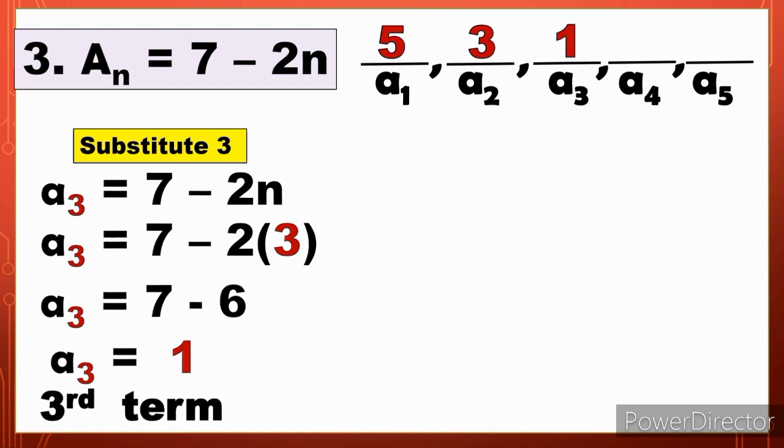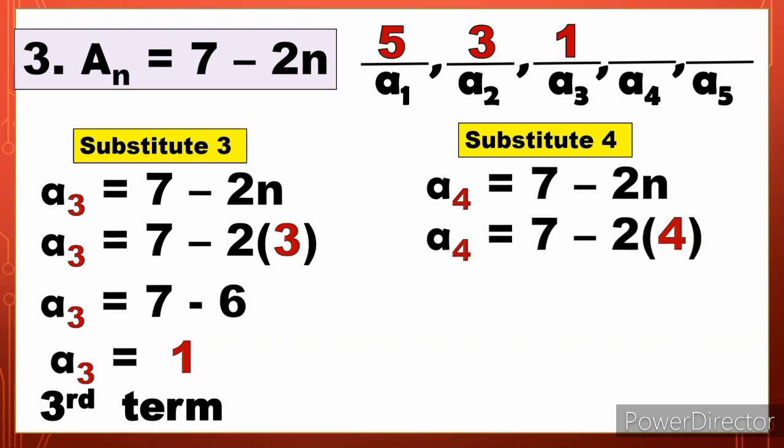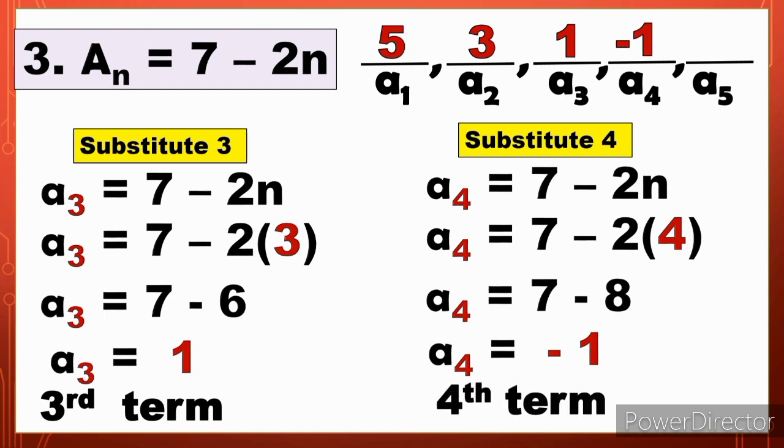And to find the fourth term or a sub 4, we substitute 4. So now we have a sub 4 equals 7 minus 2n. So change n. We have now a sub 4 equals 7 minus 2 times 4. Then negative 2 times 4 is negative 8. Therefore, we have a sub 4 equals 7 minus 8. 7 minus 8 is negative 1. So, a sub 4 equals negative 1. Then, our fourth term is negative 1.